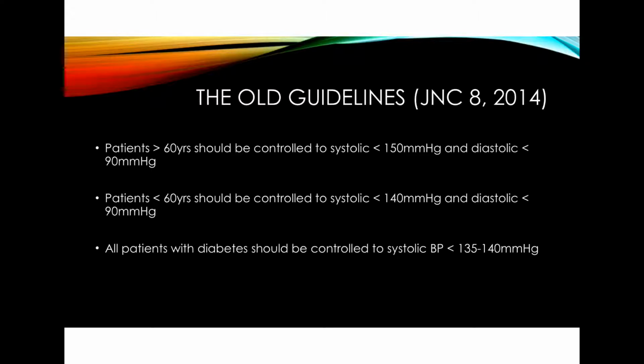So that all patients with diabetes should be controlled to a systolic blood pressure of less than 135 to 140 millimeters of mercury, regardless of their age. So for a long time, these guidelines were widely accepted. But then in 2015, a group of clinicians across the U.S. decided that we could probably do better and perhaps even prevent a lot of cardiac comorbidities by shooting for a more strict blood pressure target.